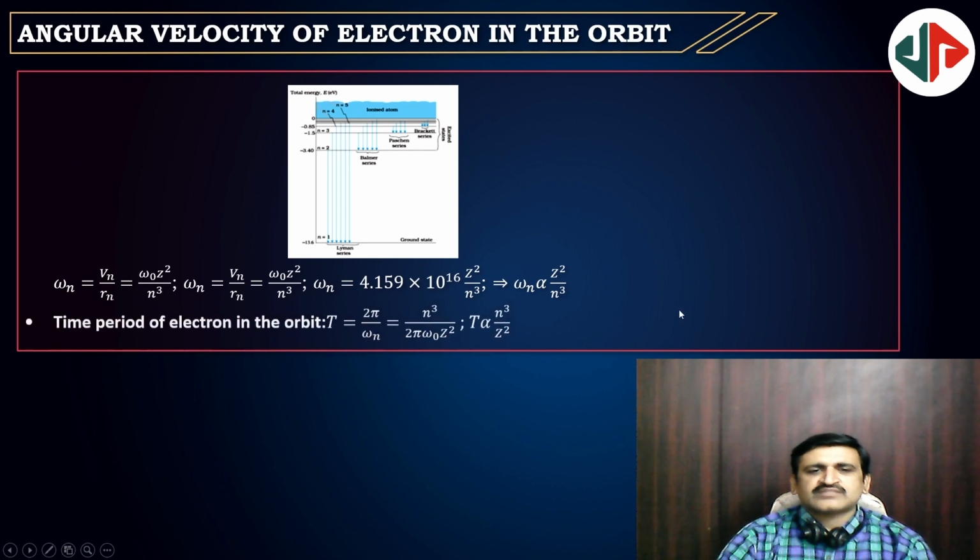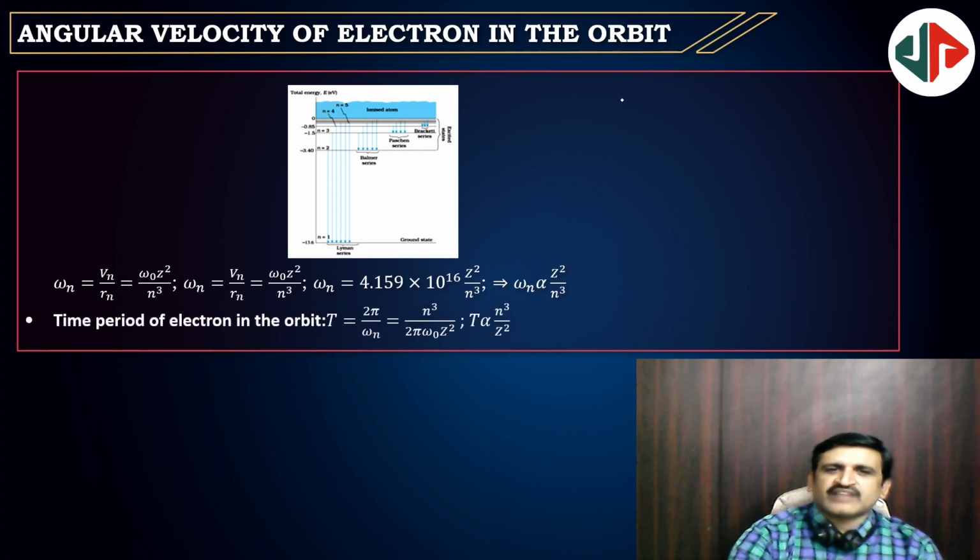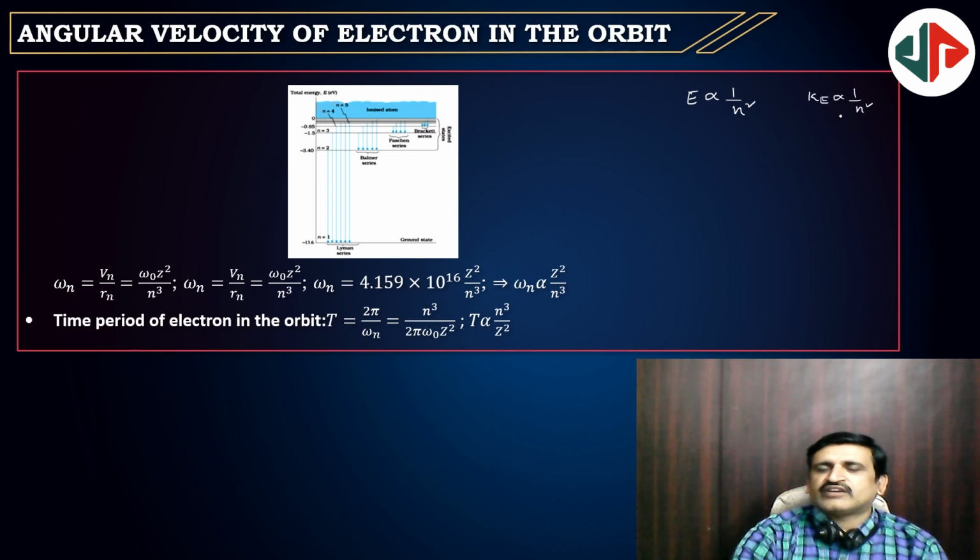Not a big task. But here I want to tell you something. What is that? Energy is proportional to 1 by n square, where n is the principal quantum number. Obviously, kinetic energy is proportional to 1 by n square. Next, velocity is proportional to 1 by n.